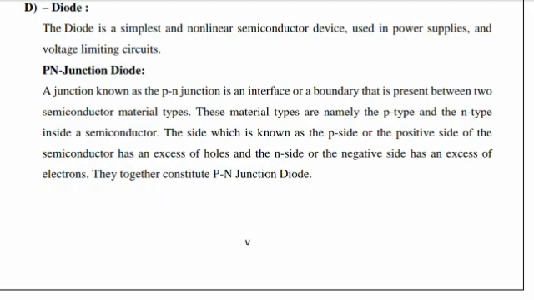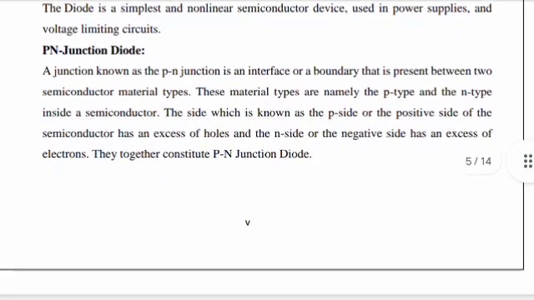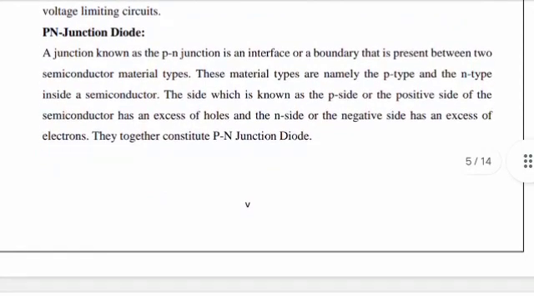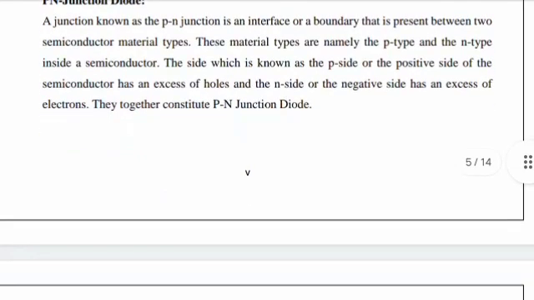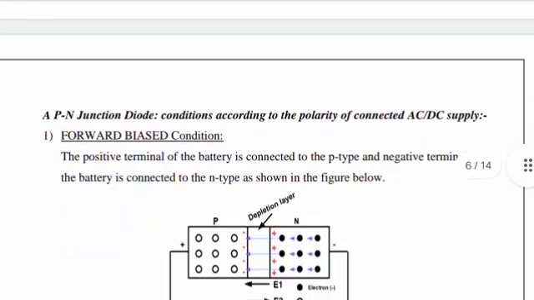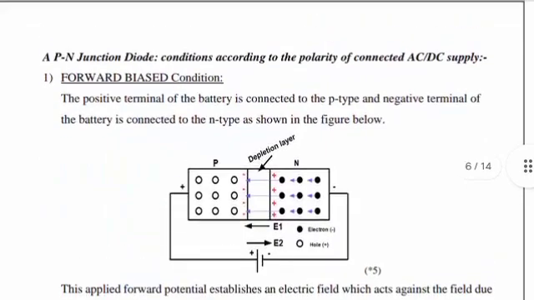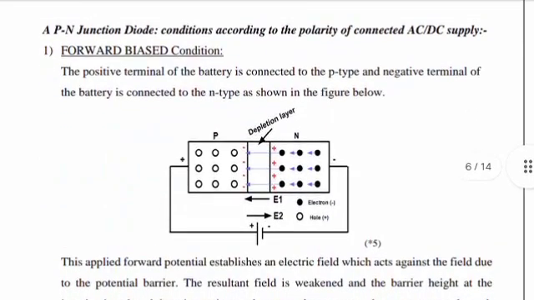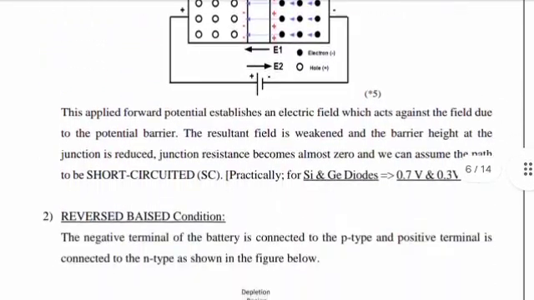PN junction is an interface or boundary present between the p-type and n-type inside a semiconductor. P side has an excess of holes and an N side has an excess of electrons, and they together constitute a PN junction diode. A PN junction diode has two conditions, forward bias and reverse bias.